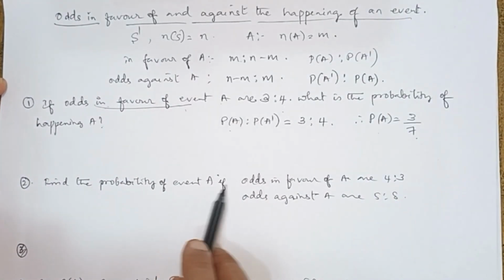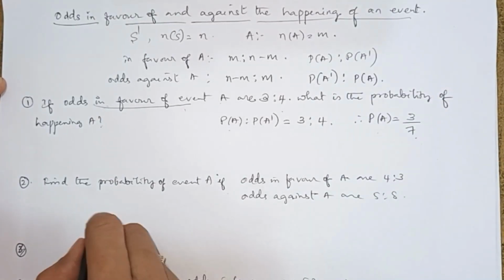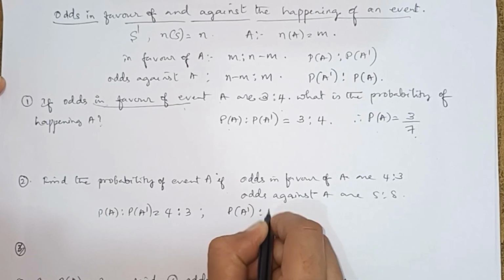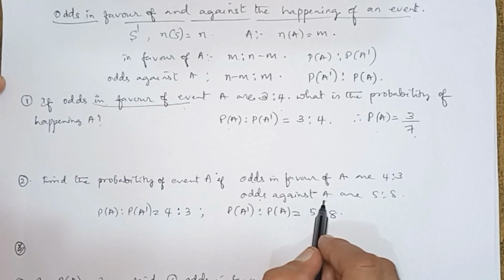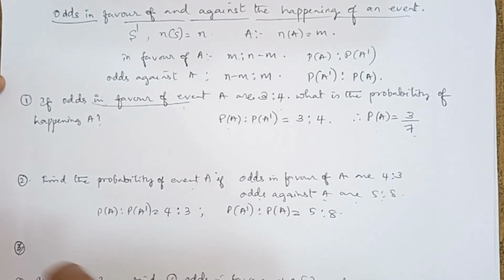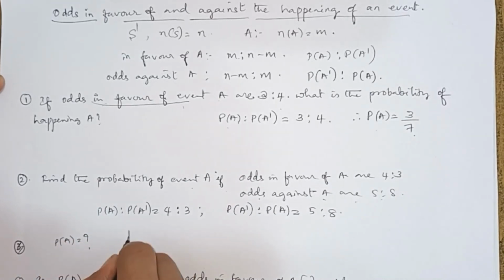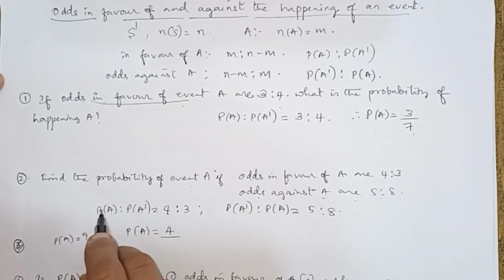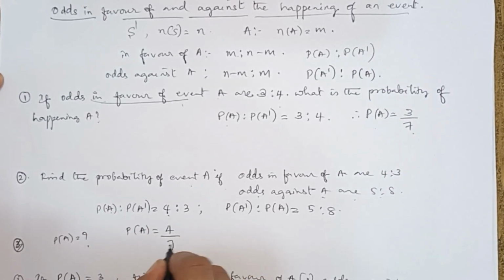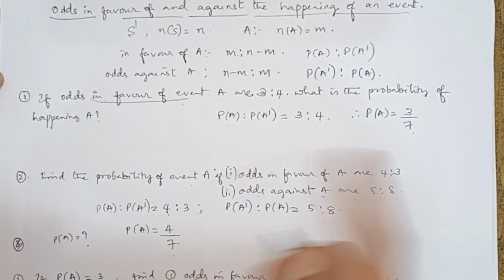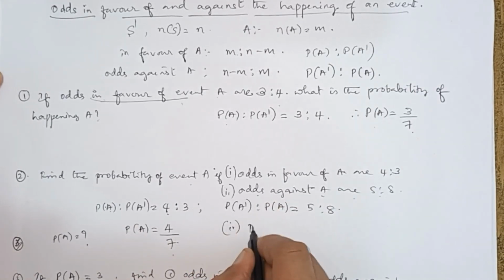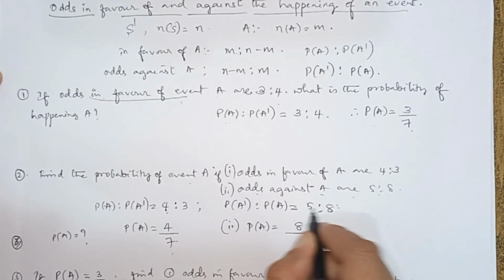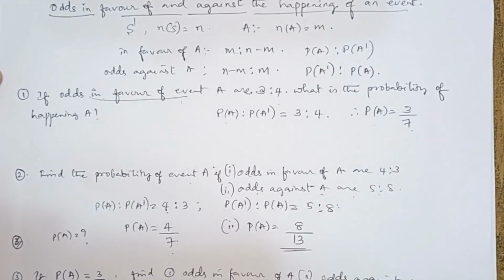Next, find the probability of event A if odds in favor of A are 4 is to 3. So P of A is to P of A dash equal to 4 is to 3. Then in the second case, P of A dash is to P of A equal to 5 is to 8, odds against A. You have to find the probability of A. Very simple. Probability of A is the number of outcomes favorable to event A, 4, divided by 4 plus 3, which is 7. So in the first case it is 4 by 7. Similarly, in the second case, P of A equals the number of outcomes favorable to the event A, which is 8, divided by the total number of outcomes 8 plus 5, which gives you 13. So it is 8 by 13.